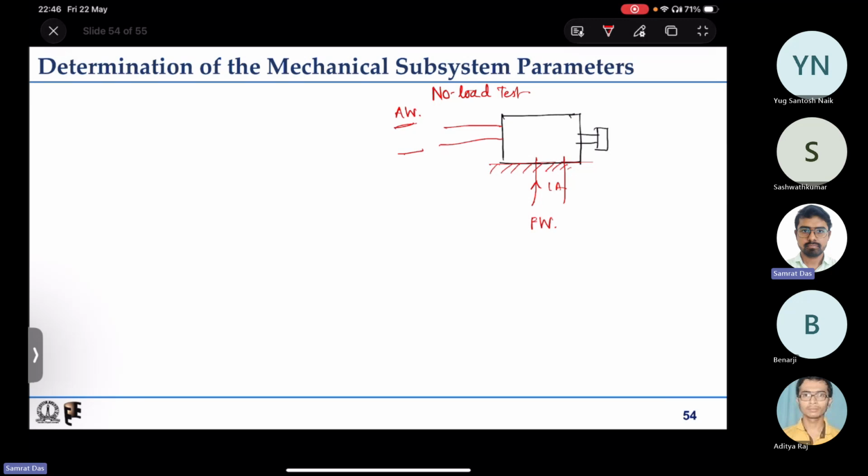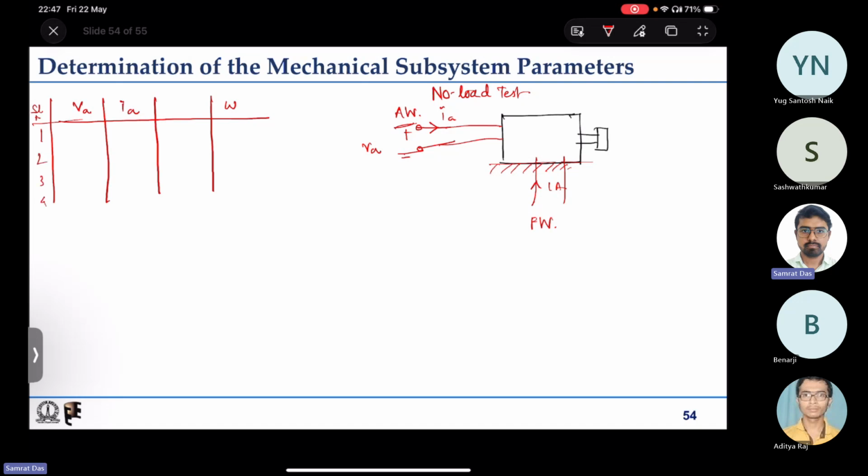So what you do is you run the motor at different speeds and measure what is the voltage VA that you are applying and what is the current that you are injecting, right? So you make a table like this. VA, IA, omega, right? This is serial number 1 2 3 4 5.